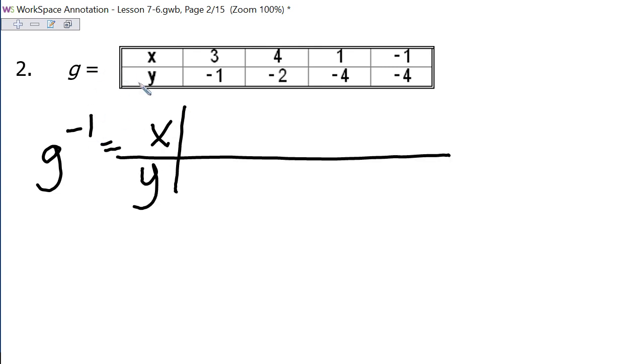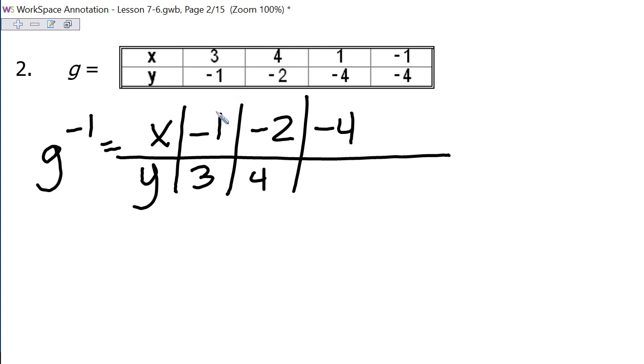So 3, -1, when I switch it, becomes what? -1, 3. And 4, -2, when I switch it, becomes -2, 4. And 1, -4, when I switch it, becomes -4, 1. And for that last one, -1, -4, when I switch it, becomes -4, -1. So there's g inverse.